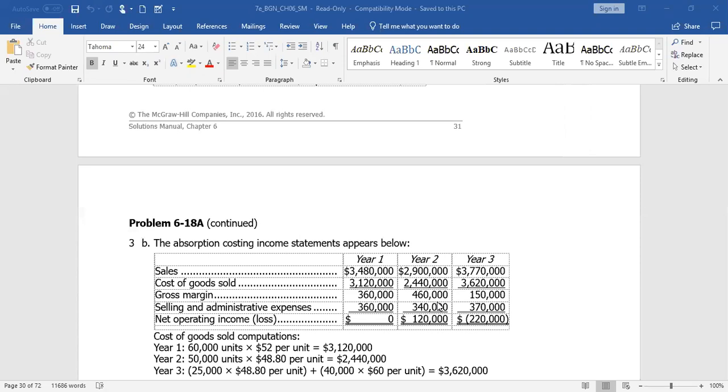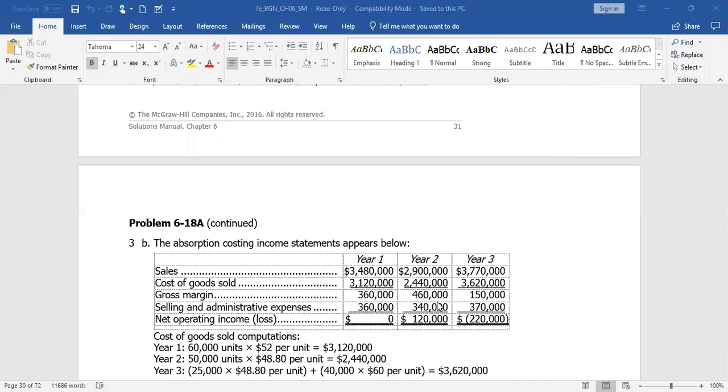Selling and administrative expenses. Now, how do we get that? Well, remember, there's $240,000 in fixed. If we sell 60,000 units times $2 variable cost per unit for selling and administrative, that's $120,000 plus the $240,000. So this number changes because the variable cost changes based on how many were produced. So in the second year, I think there was 75. Oh no, I'm sorry, based on the number sold.